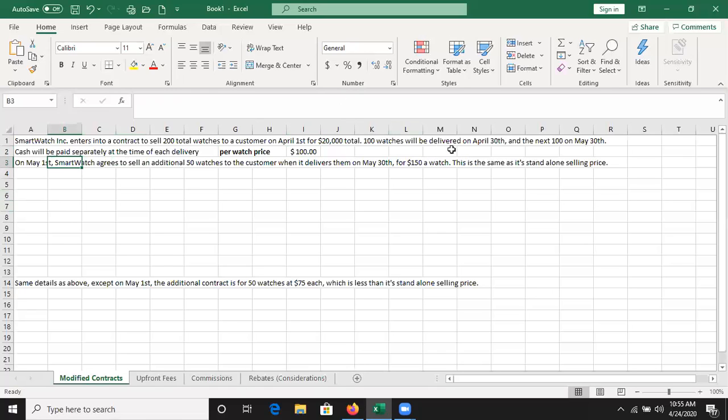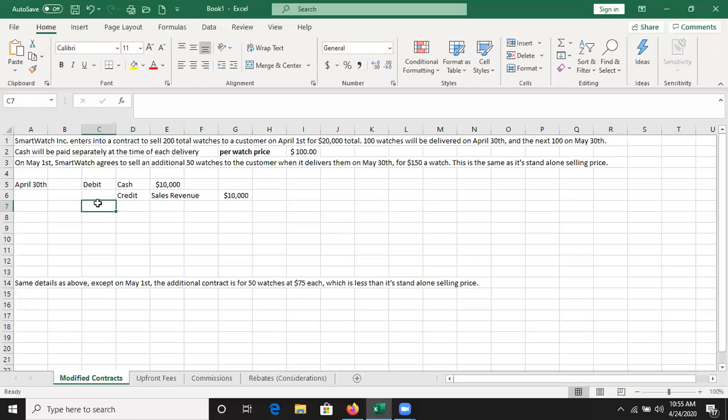So let's say we hit April 30th, back from the original. On April 30th, when we deliver 100 watches to a customer, 100 watches at $100 each, so half the contract price. That's also when they're paying cash. We're going to debit cash 10,000, and we're going to credit sales revenue 10,000. All right, we're just dealing with the revenue side of things.